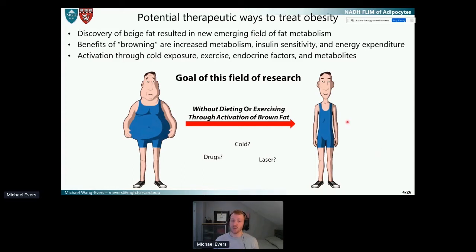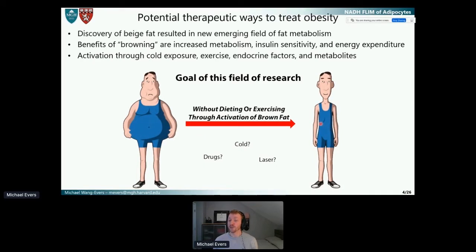And this discovery of beige and brown fat activation emerged a whole new field of fat metabolism. And the benefits of browning are increased metabolism, insulin sensitivity, and also energy expenditure. And there are several ways known how to activate brown fat. It's through cold exposure, as I showed you, but also exercise or endocrine factors and metabolites. So basically, this whole field of research wants to turn a person that looks like that into a person that looks like that without any dieting or exercising, just by activation of brown fat.